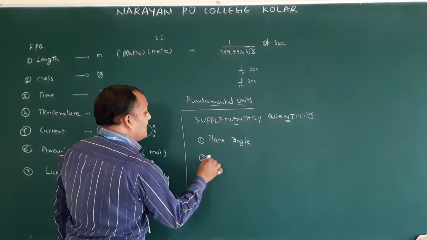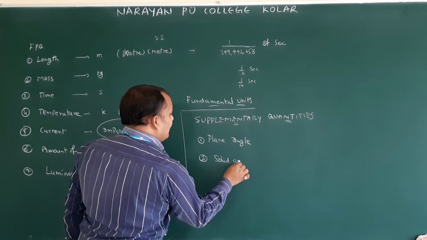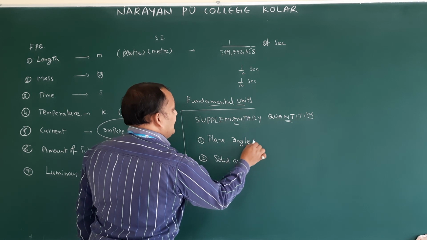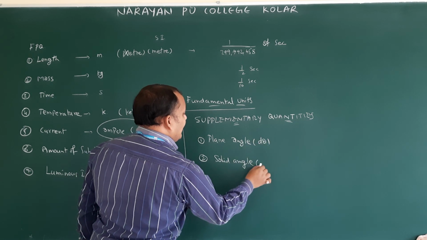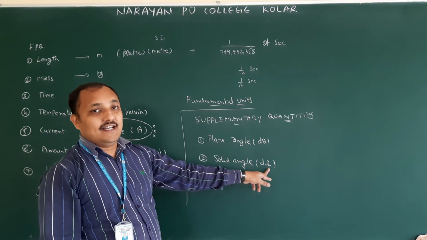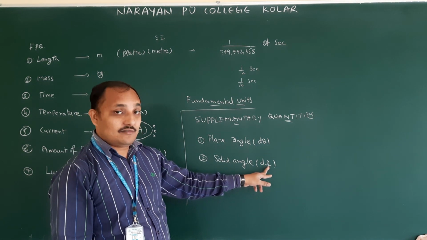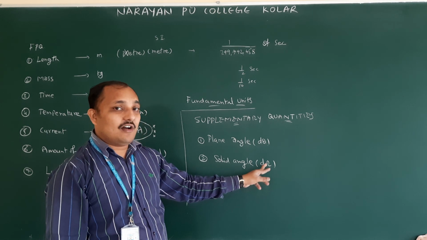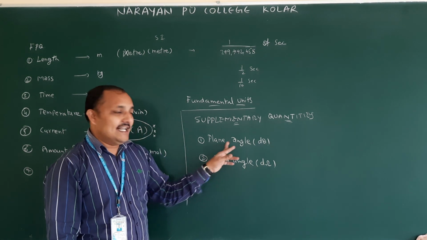Number 1. Number 2 is solid angle. It is denoted with theta or d theta. It is denoted with omega, so d omega. Where you will see this omega means resistance units, ohm, they will write. So that symbol d omega they will write, or omega. So this is nothing but solid angle, plane angle.